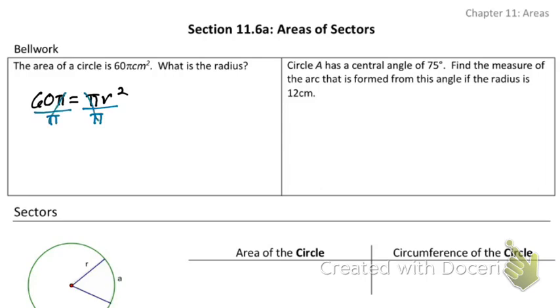And then we'll have r squared equals 60. I take the square root of both sides. I come up with r equals the square root of 60. And I'm done, right? No, I'm not done. What do we have to do?